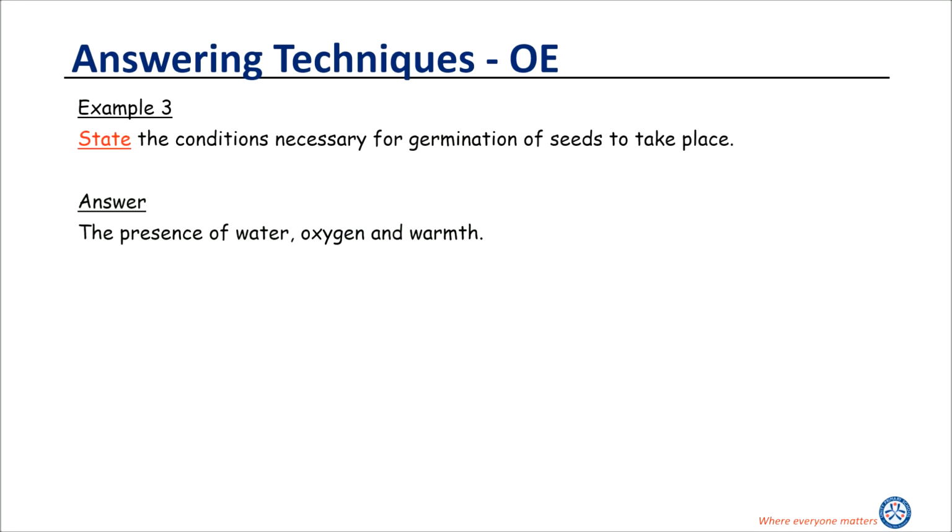Next, this is a state type of question, which is the easiest type of questions that involve short answers. State the conditions necessary for germination. Students simply need to state down the conditions, which are the presence of water, oxygen, and warmth.